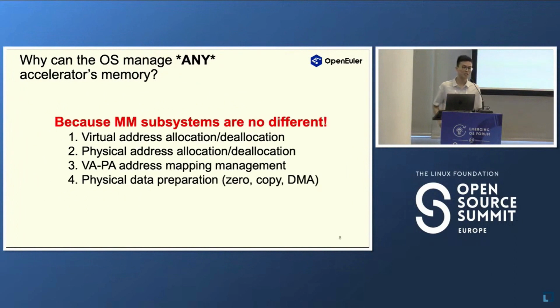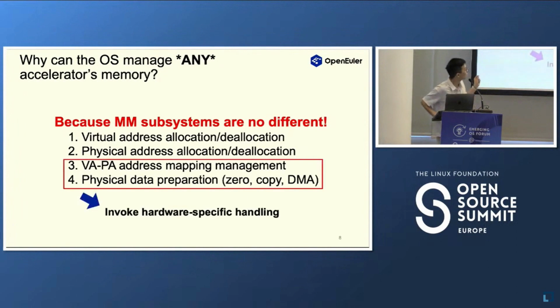To answer this question, ultimately the memory subsystems are all the same. Because if we divide the design and the implementation of all the existing memory management subsystems, we can see that there are 4 components. The first 2 components are virtual address allocation and deallocation, as well as the physical address allocation and deallocation. You might be familiar that the first part is basically about your mmap or munmap, and the second part is mostly about your buddy allocator, or transparent huge page, which is more complicated, but ultimately they are the same.